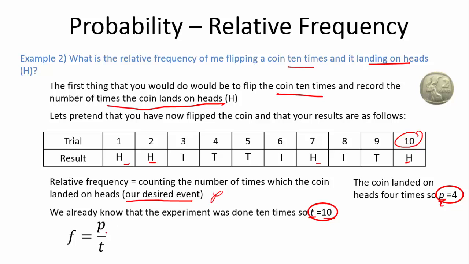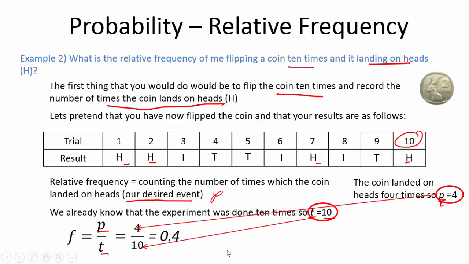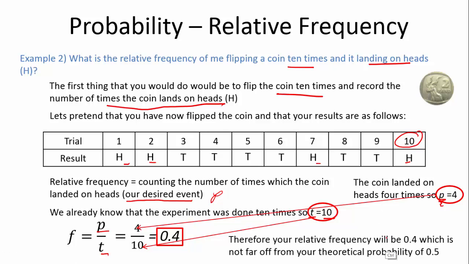Frequency equals P over T. And that is 4 over 10, and that is 0.4. And that is the same as 40% or 4 over 10, and that is our frequency. Now, if you were to calculate your theoretical frequency, you might have thought that it was 50%, right? Because your relative frequency is 0.4, it's not far off your theoretical probability of 0.5. If you did that 100 times, you'll probably get even closer to 0.5.